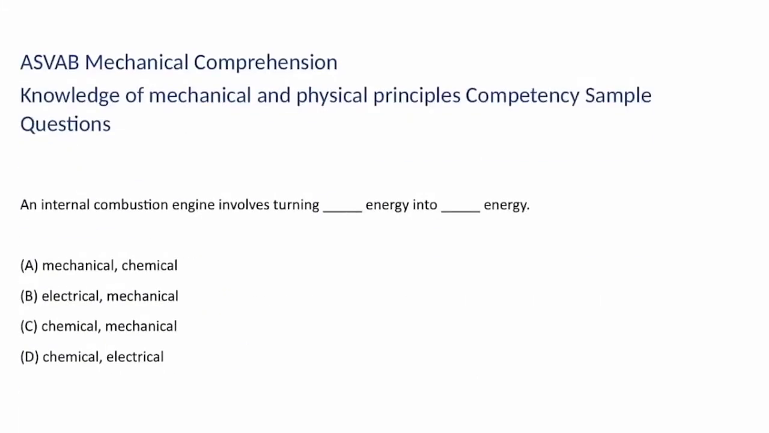All right, let's take a look at this question. It says, an internal combustion engine involves turning blank energy into blank energy. Is it A, mechanical and chemical, B, electrical and mechanical, C, chemical and mechanical, or D, chemical and electrical? Let's start by defining the different types of energy that are mentioned in the answer.